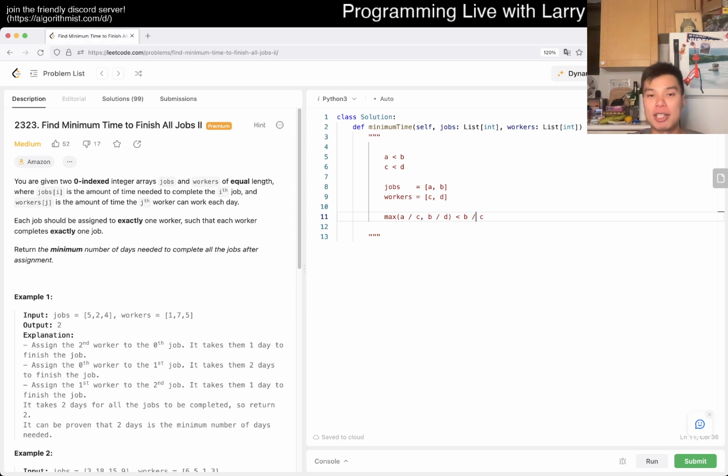So this is the exchange argument. Sorry, people kind of pinging me. This is the exchange argument, and it is why you always want A over C and B over D. And this is how you prove that intuition.